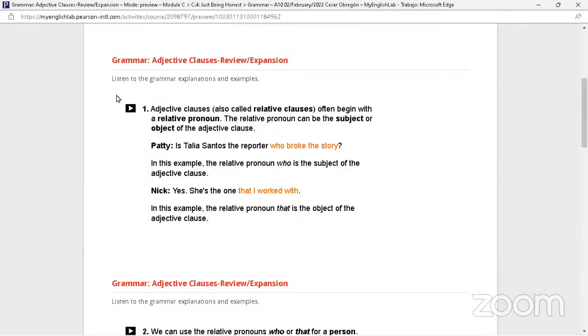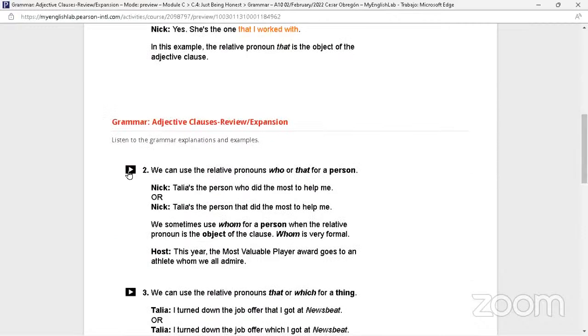Remember, they often begin with a relative pronoun. What is your relative pronoun? It could be anything. It could be who, that, what, when. That is your connector, okay? Number 2. We can use the relative pronouns who or that for a person. Talia is the person who did the most to help me. Or Talia is the person that did the most to help me.